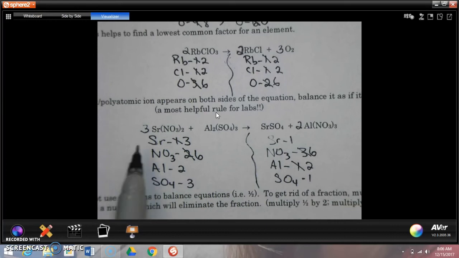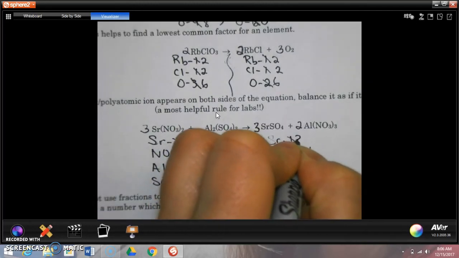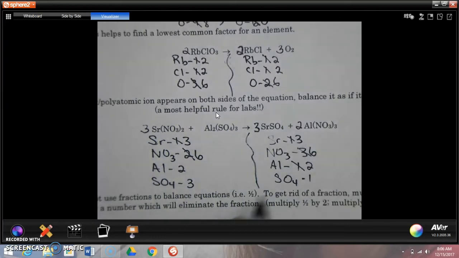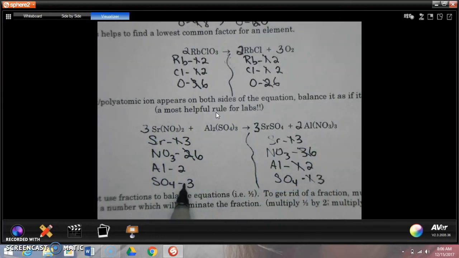All right, so let's go back to strontium. 3 strontiums on the left, only 1 on the right. If I put a 3 out in front here, I get 3 strontiums, but it also changed my sulfates. I get 3 sulfates, and look at that, it balances out.